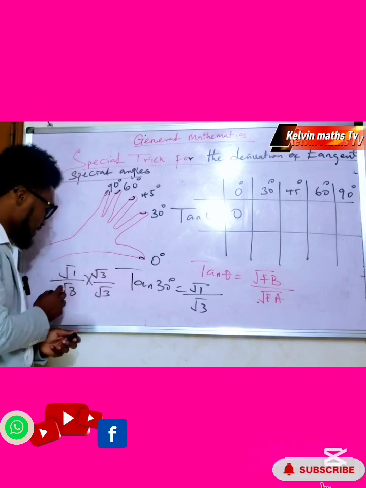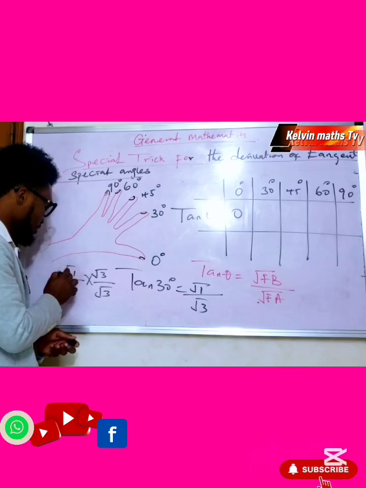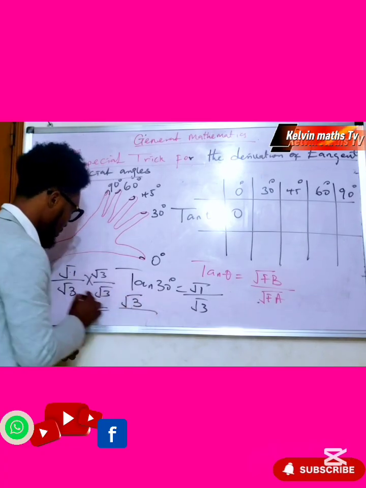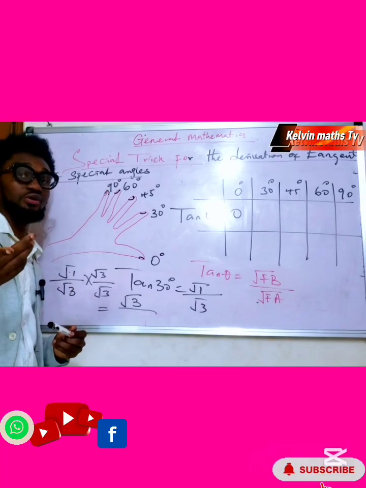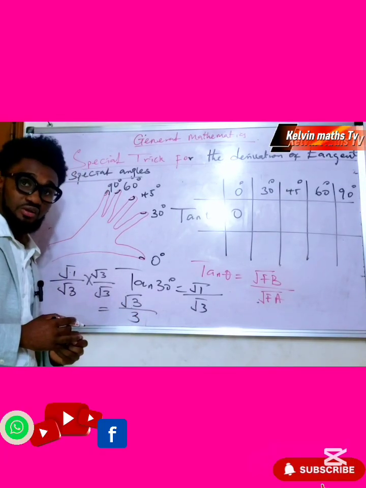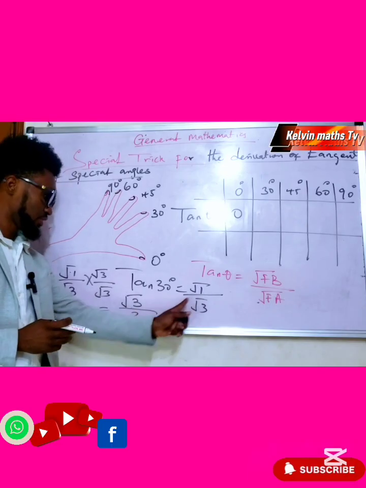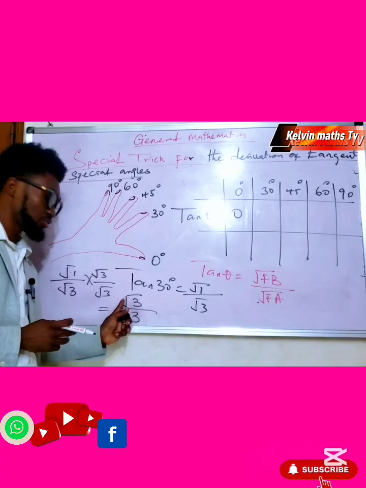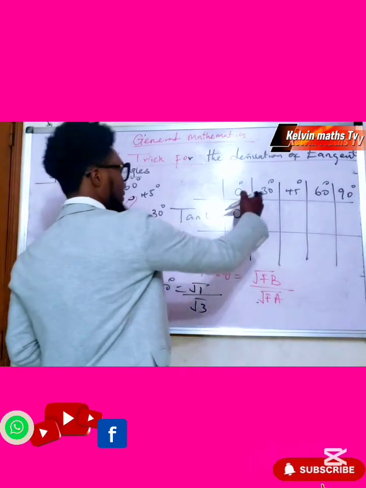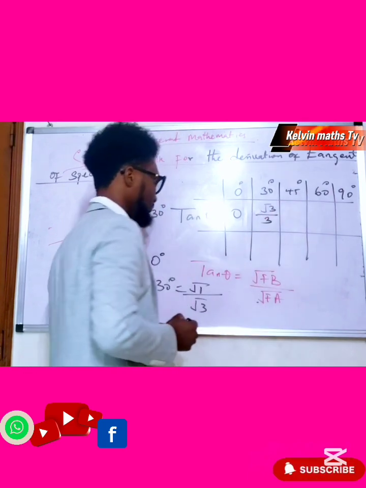So what are we trying to do? We are trying to eliminate the square root at the denominator. So root 1 times root 3 will give you root 3. Root 3 times root 3 will give you the square root of 9, and the square root of 9 is 3. So we'll have 3 here. Is that okay? Hope it's clear. So at this point, we've been able to eliminate the root at the denominator, and now we are left with root 3 divided by 3. So that means tan 30 degrees is equal to root 3 over 3.